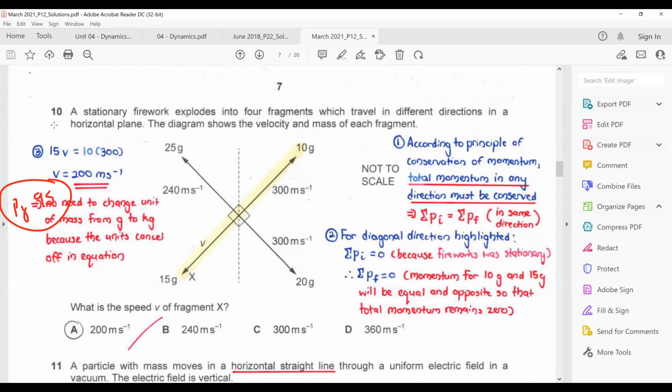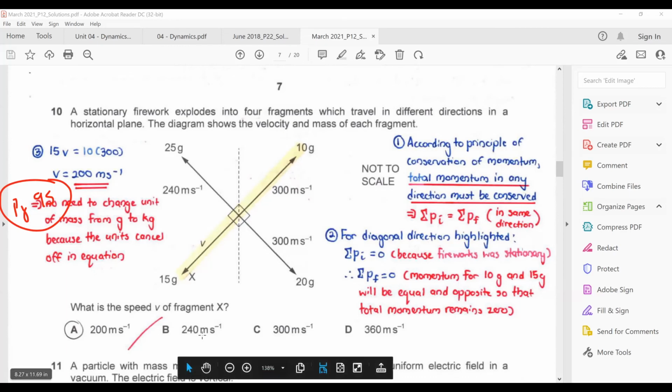Okay, so here they tell you you have a stationary firework that explodes into 4 different fragments that travel in different directions in a horizontal plane. The diagram shows the velocity and mass of each fragment. What is the speed v of fragment x?